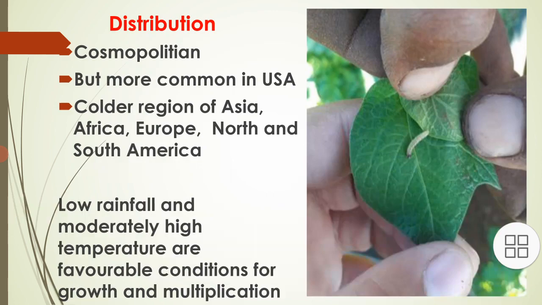Distribution. Cosmopolitan in distribution, but more common in US, colder regions of Asia, Africa, Europe, North and South America. Low rainfall and moderately high temperature are favorable conditions for growth and multiplication of this pest.